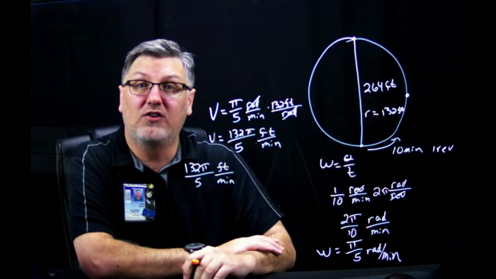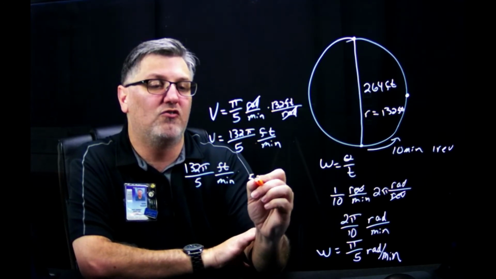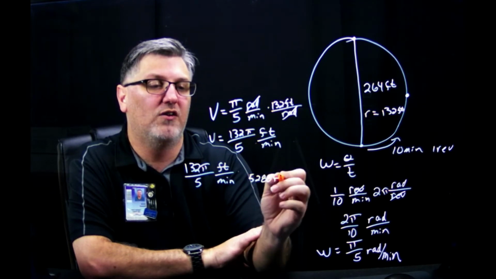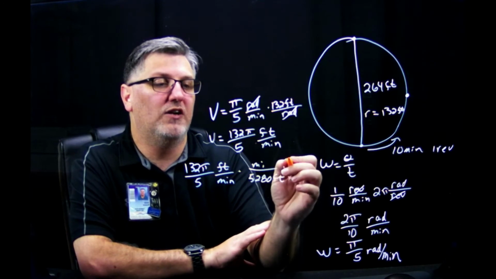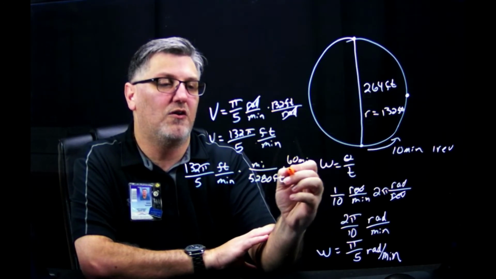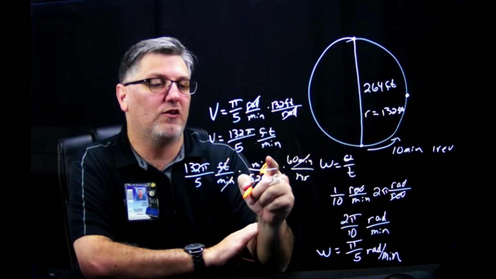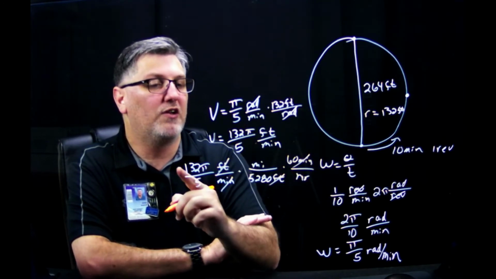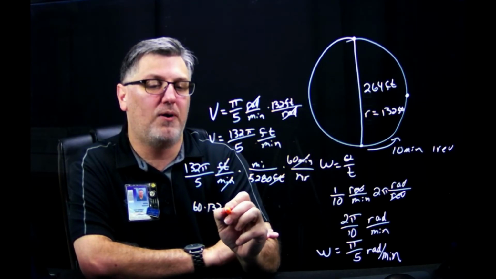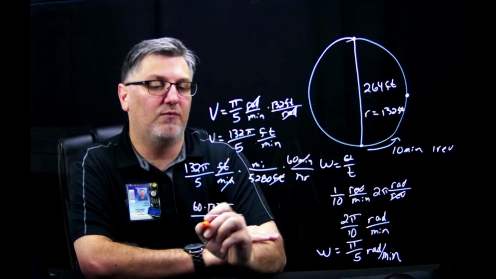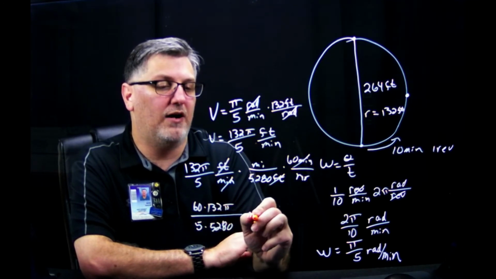Now we just do our basic conversions that we do in science class. Let's see, there is 5,280 feet per mile, and there is 60 minutes per hour. My minutes cancel, my feet cancel, it leaves me miles per hour. Multiply everything on top, so I have 60 times 132 pi divided by 5 times 5,280, and this will be miles per hour.